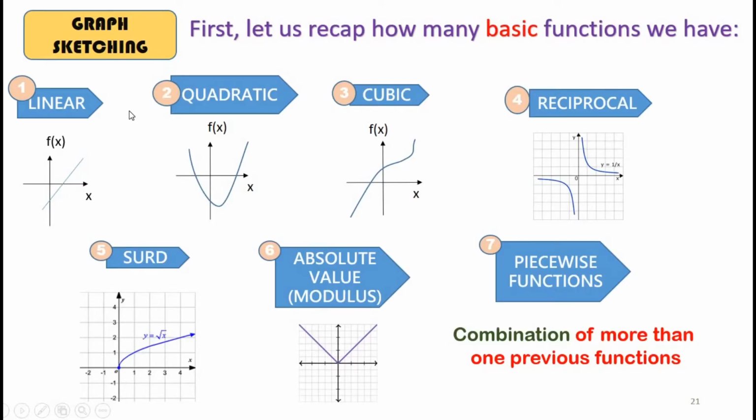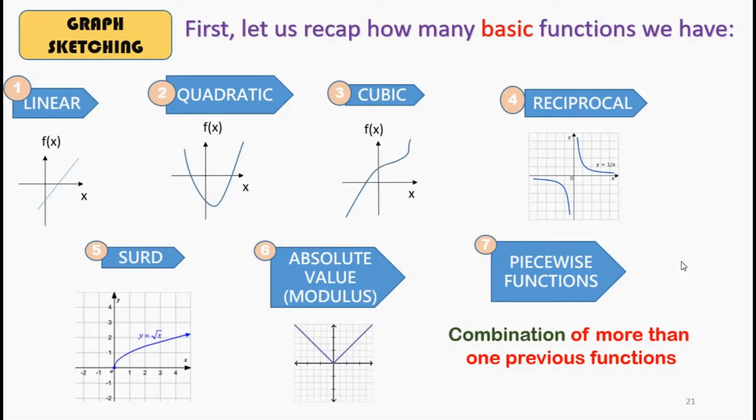Now, let's go for graph sketching. First, let us recap the basic functions that we have. First we have linear functions, then quadratic functions, then cubic functions, and then reciprocal functions, surd functions, and absolute value or modulus functions. A combination of more than one of these previous functions will give you the piecewise function.